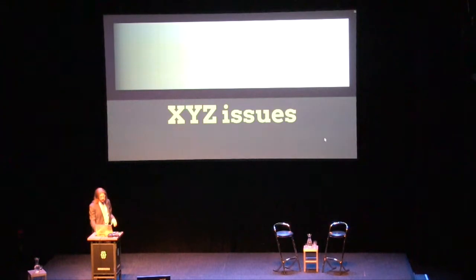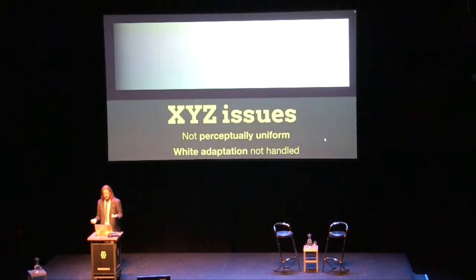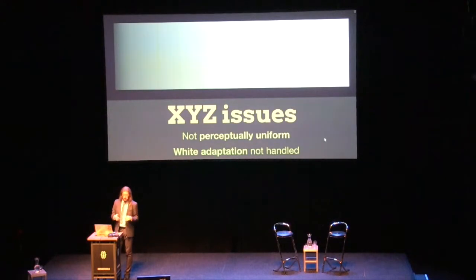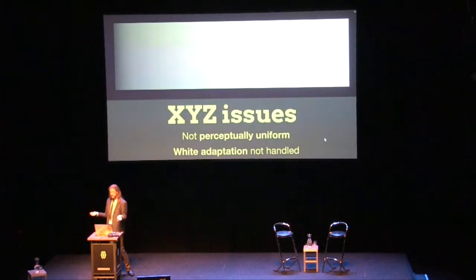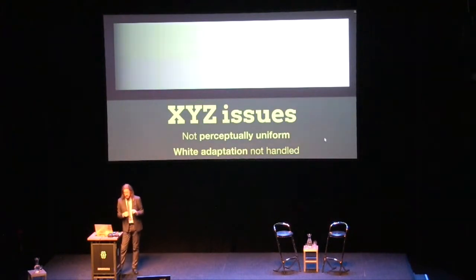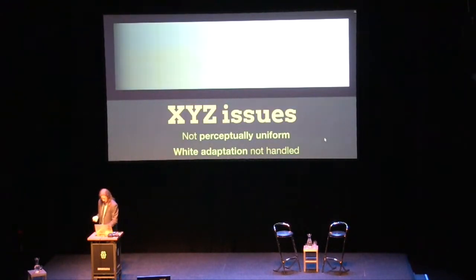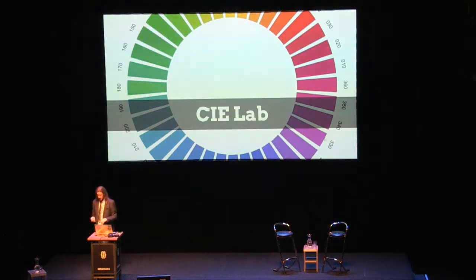So XYZ does have some issues. It's not perceptually uniform. Also, white adaptation: it's very good if you want to measure what white is. You can have different types of white, like cool whites, warm whites, all this sort of thing. You can measure them, you can get numbers in XYZ that tell you what sort of white it is. But we already know that our eyes will adapt to that. They'll shift it around so that we see white as white, always. So XYZ isn't super useful for that, which is why I'm now going to talk about CIE Lab, which is a much better color model for representing how we actually see colors.